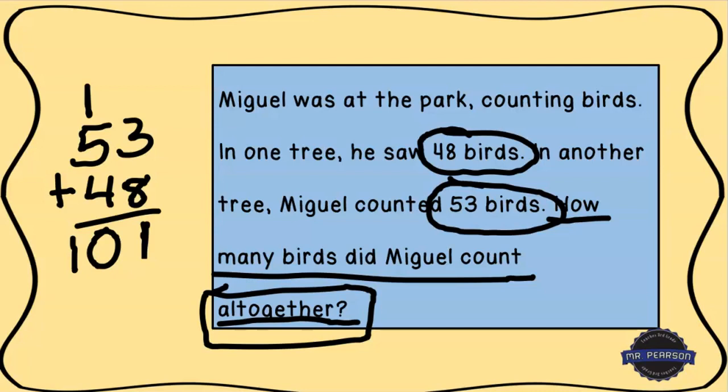And then the last thing that we need to do after we solve it is write and label our answer. So how many birds did Miguel count all together? Miguel counted 101 birds. That is a lot of birds to see in the park, and usually those types of things only happen in story problems or if the birds are migrating south.